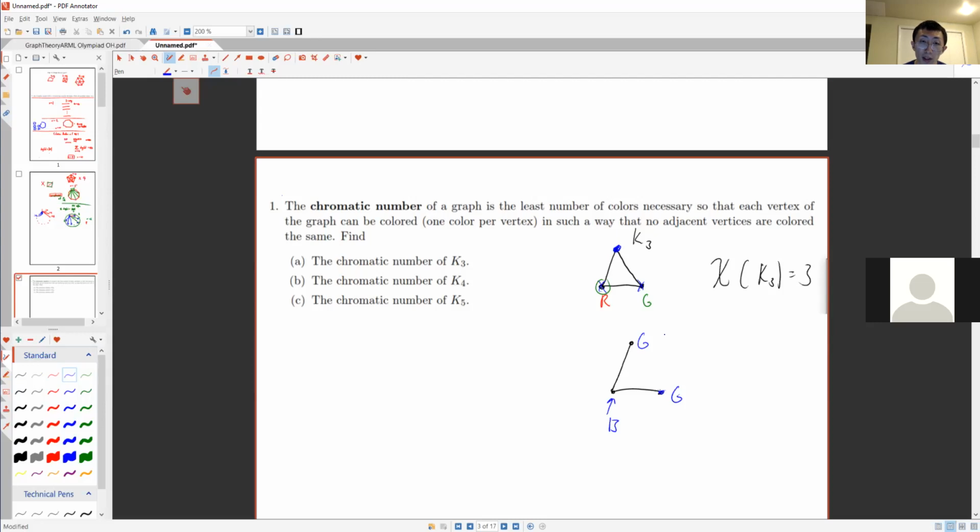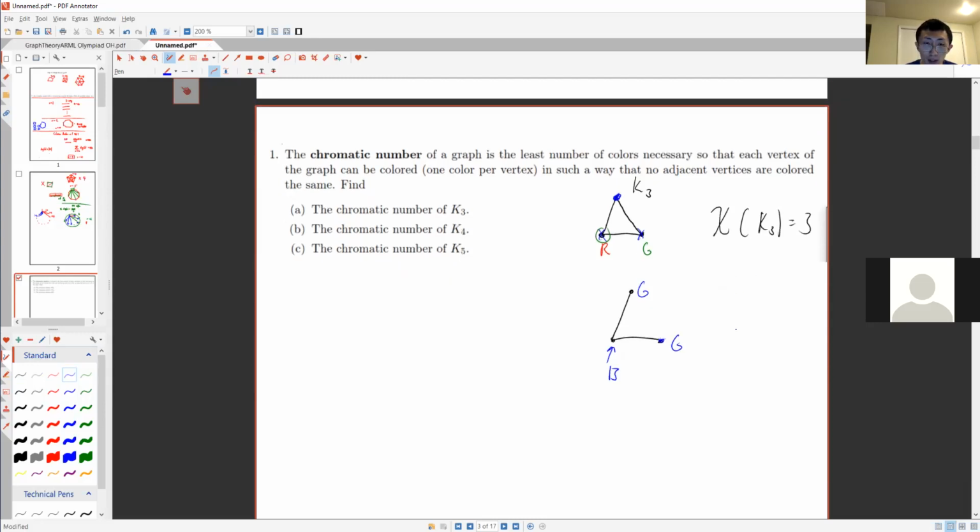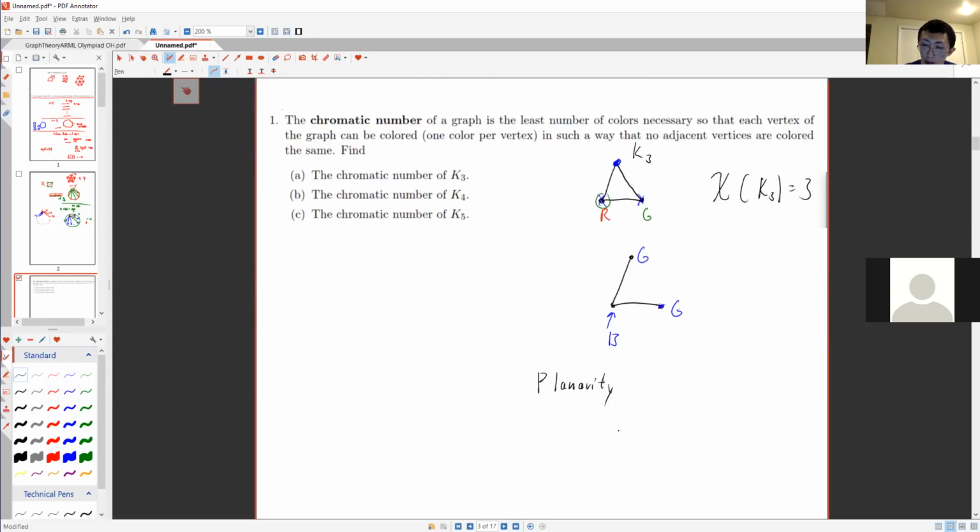Well, that's for planar graphs. Later on, we'll talk about what a planar graph is. There's a concept of planarity, which is like no edges cross. For example, you can draw this graph so that no edges cross. You can draw K4 so that no edges cross.